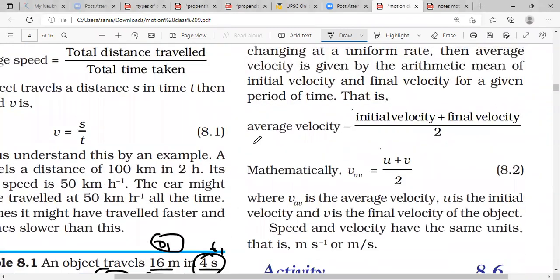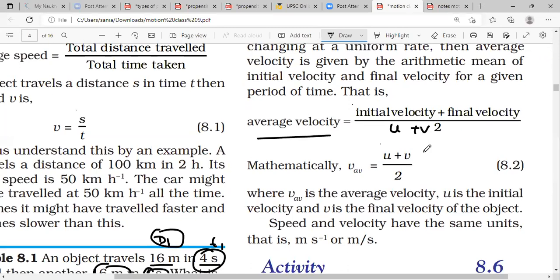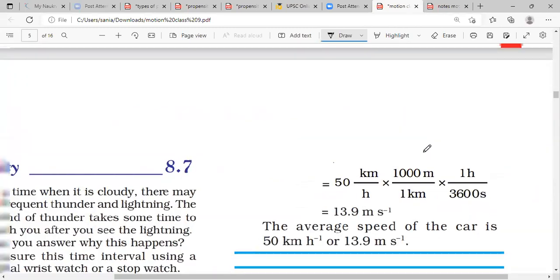Now the formula for average velocity: initial velocity plus final velocity, divided by two. Okay, so initial velocity is represented by u and final velocity is represented by v. Okay, so one question for this as well. Wait.